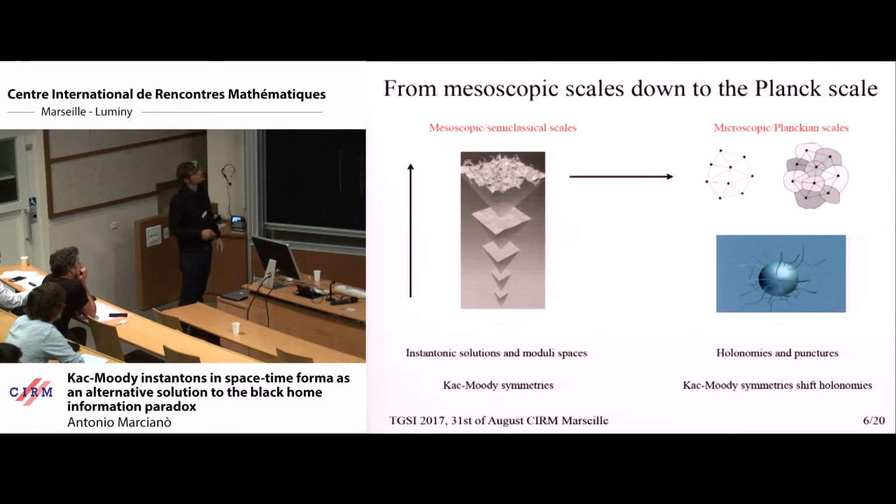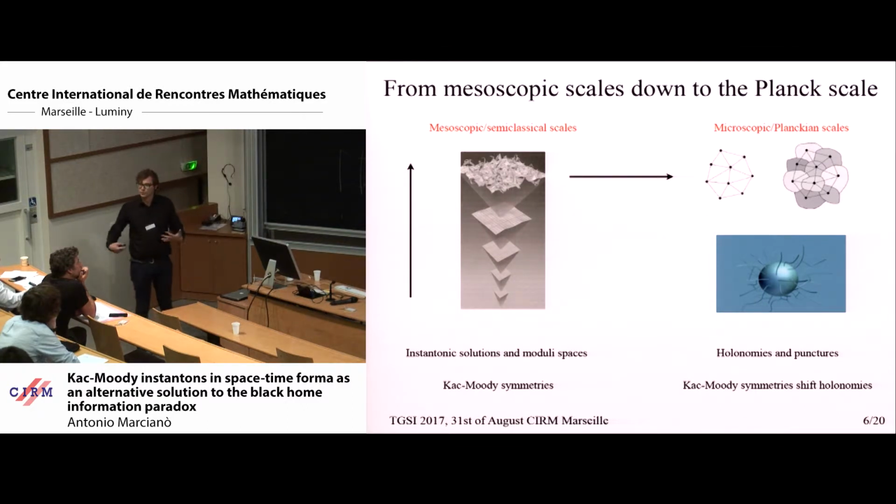On one side, I will talk about this semi-classical analysis on scales which I will call mesoscopic. If you want to quantify how microscopic they are, let's think of 10 to the 3 or more Planck scale, okay? And then we switch sometimes to an interpretation which is microscopic, and then I will use intuition from loop quantum gravity.